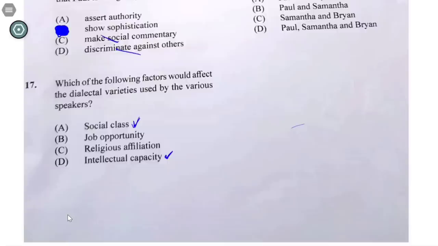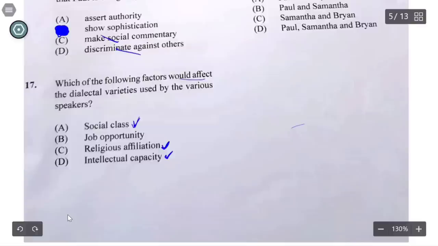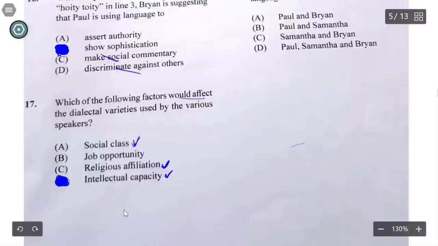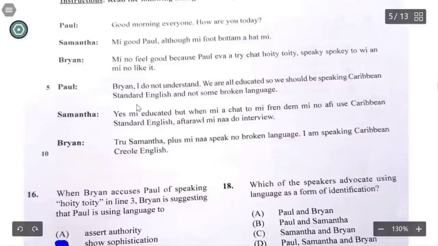Religious affiliation could be included in people like the Rastafarian that use Yaman, Irie, I and I, right? So right here, this question asks which would affect the dialectal varieties used by the various speakers. And here, we hear them speaking mostly to intellectual capacity or being educated, right? Because I think it was Paul who said we are all educated people, so we should use the Caribbean standard English and not some broken language.